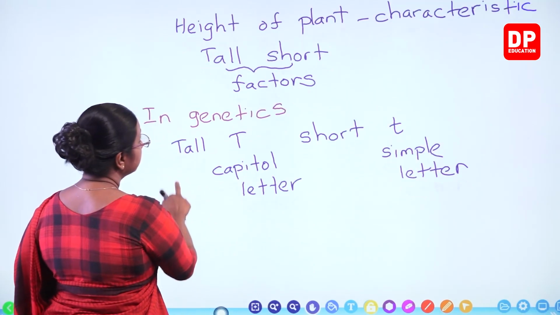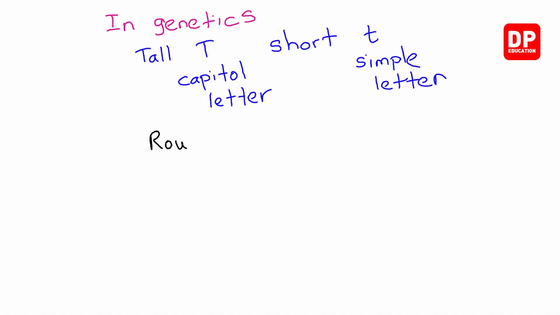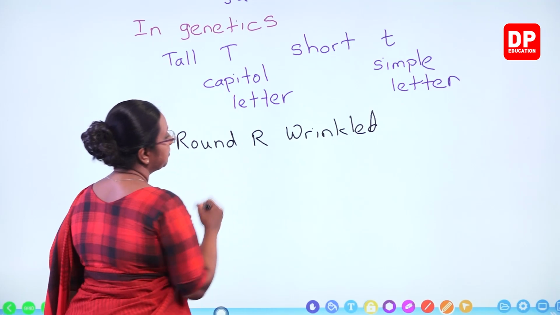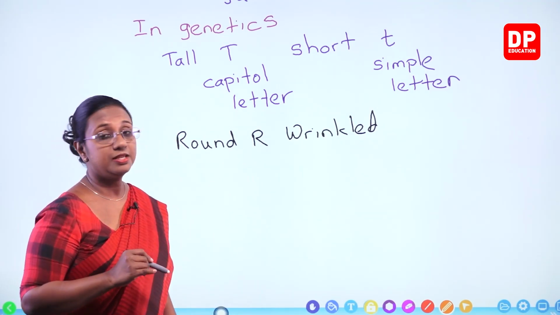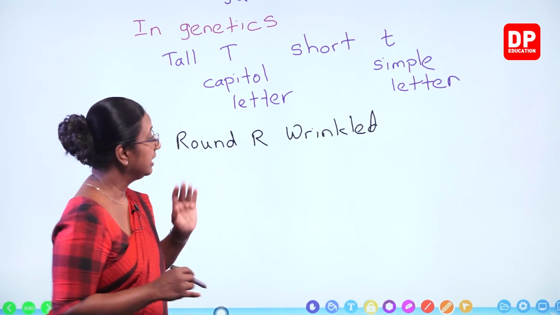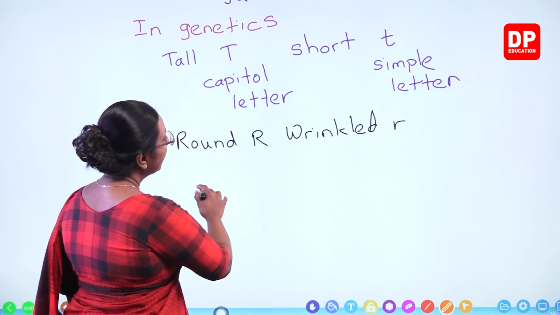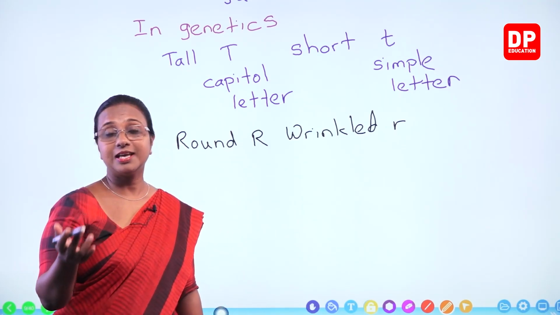So, if it is round and wrinkle seed. Now, you all know round is the dominant character. So, we use capital R for round seeds. But for wrinkle seeds, you don't use W. Instead, you use simple r. So, like this.